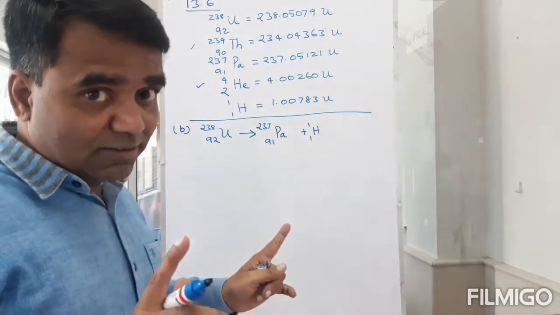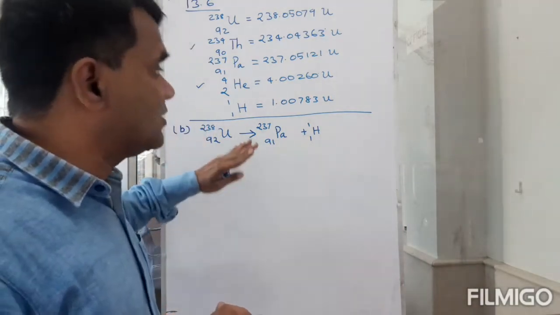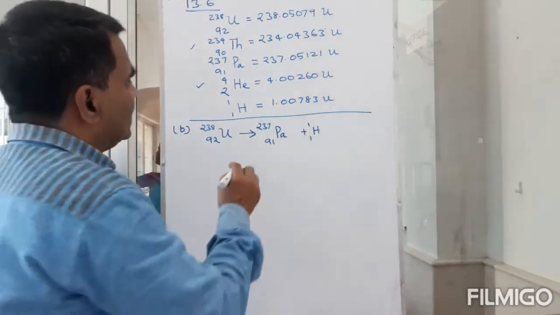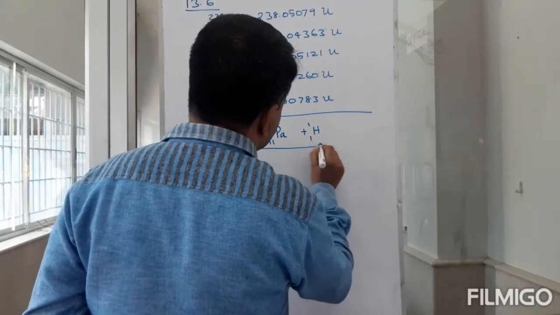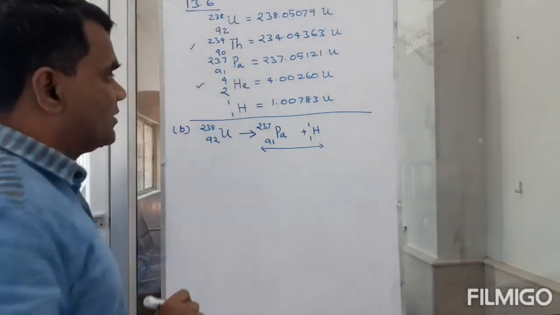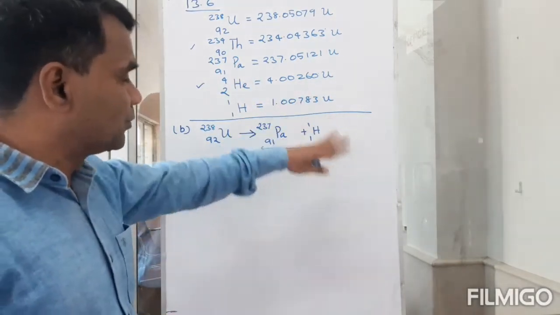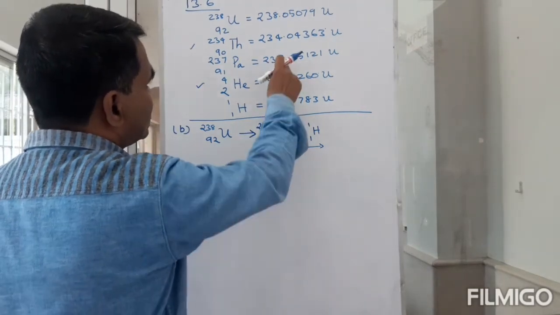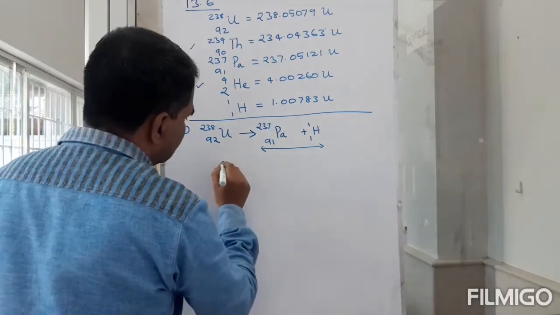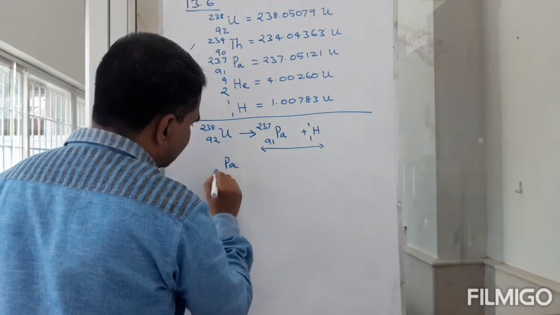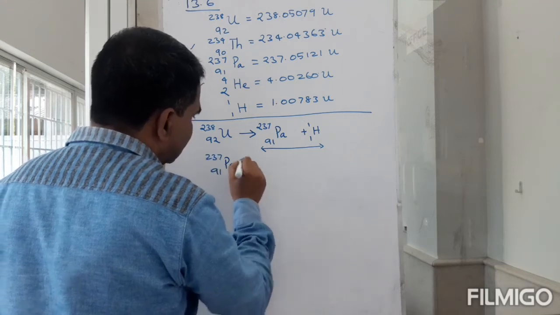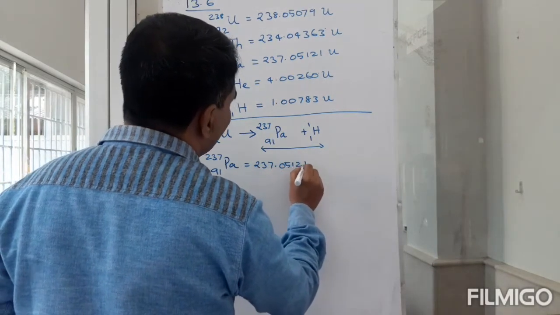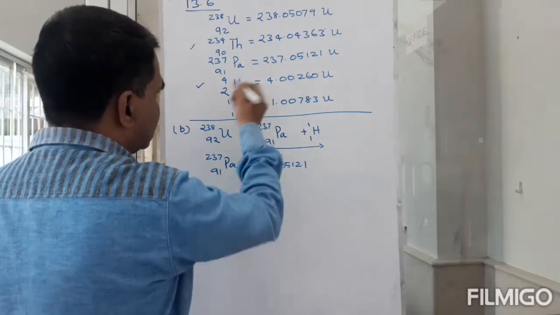We don't know yet whether it's going to do it. Let us suppose that it's doing it, and this is what you get. Let us see then. What is going to be the mass of the products, the daughter nuclei? This is going to be protactinium 237, right? So let me sum it up now. If you take protactinium 91, 237, this mass is actually 237.05121. Then what is the mass of a proton?